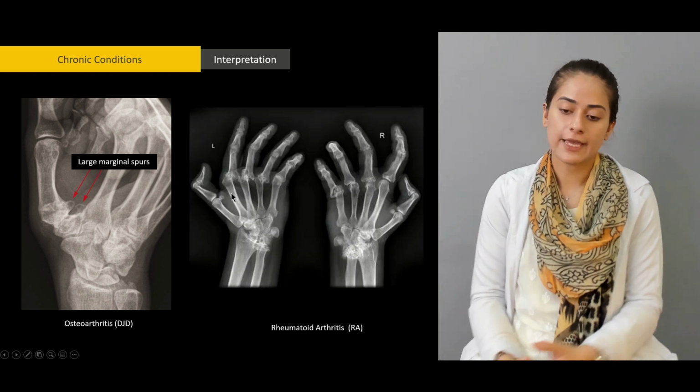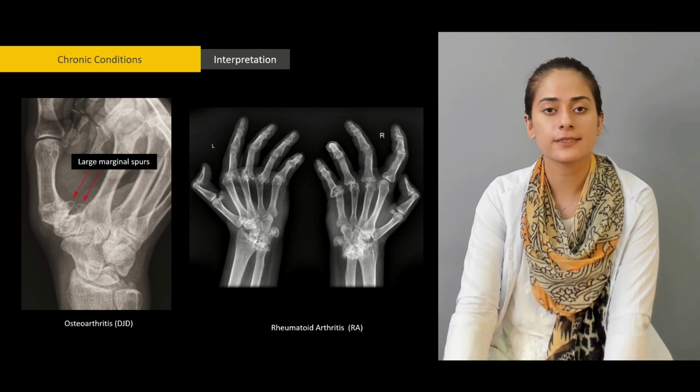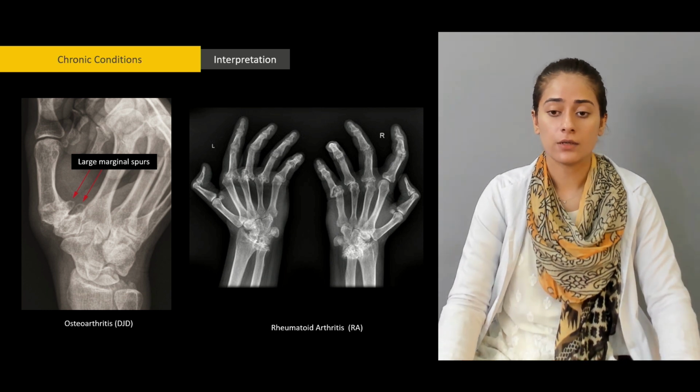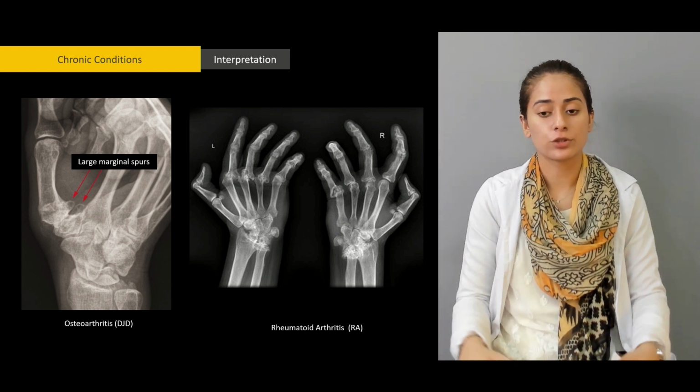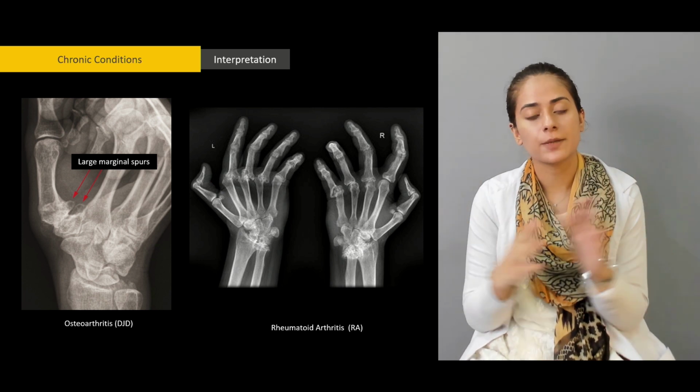Then we have rheumatoid arthritis. Rheumatoid arthritis is an autoimmune disease, and we're going to have to give it a little more time because it's really hard to understand. First, there are two types of deformities.